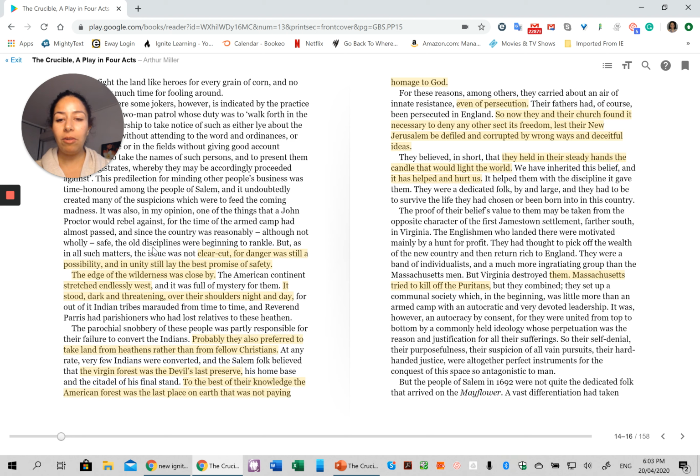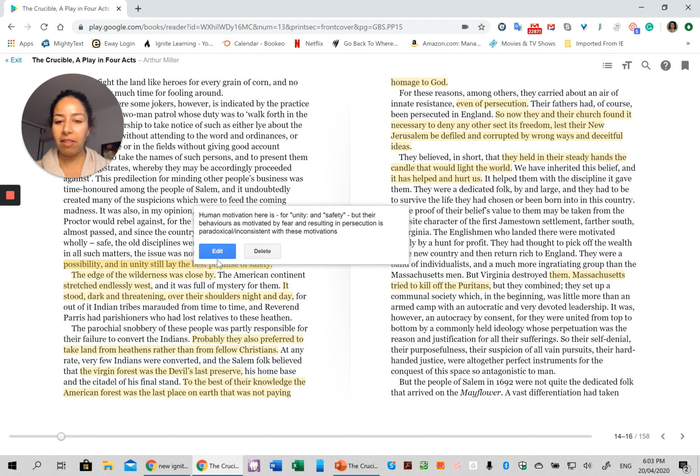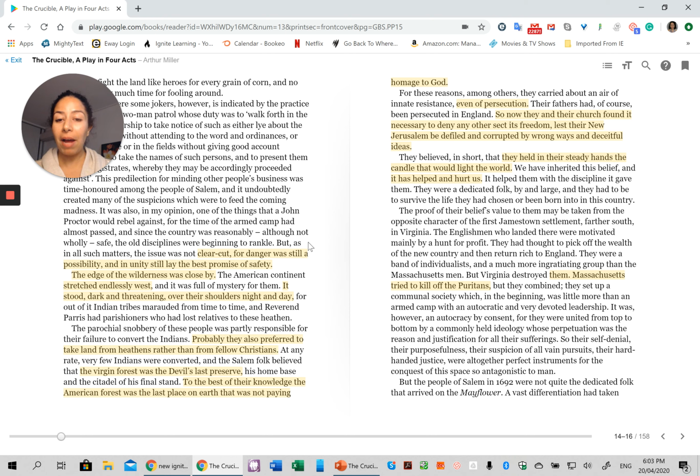What I want to draw your attention to is this part: "but as in all such matters, the issue was not clear cut. The danger was still a possibility, and in unity still lay the best promise of safety." You should read through it again, but basically we've got this idea of danger, like they were scared of what might happen if these devilish ideas are allowed in, because there is a challenge to the theocracy. And so what people wanted to do was maintain unity, right? And that's how they were going to stay safe.